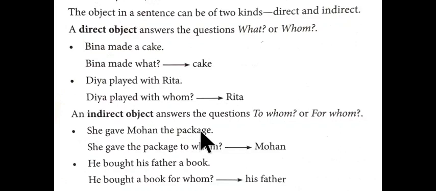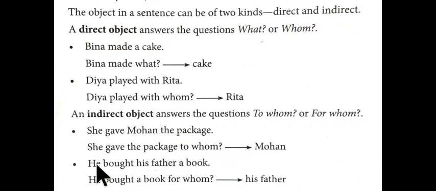So let's try to find the indirect object. She gave Mohan the package, okay. So let's ask a question. She gave the package to whom, okay. We have to ask a question in order to get the indirect object. So she gave the package to whom? What is the answer coming? She gave the package to Mohan, okay. So here Mohan is the indirect object.